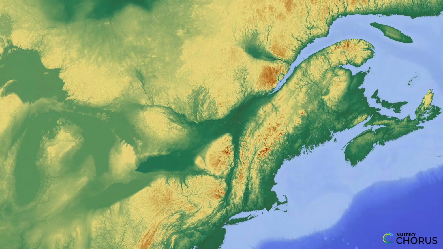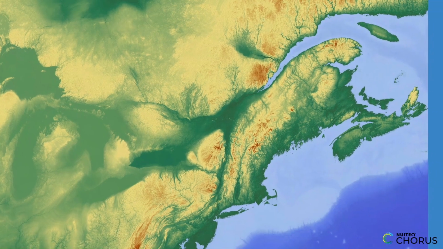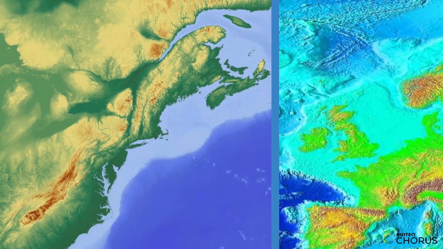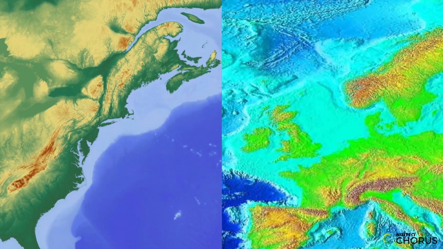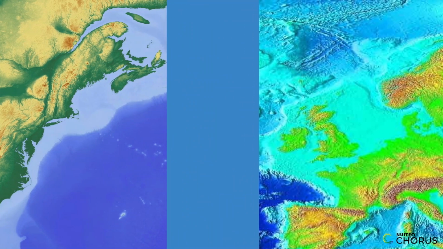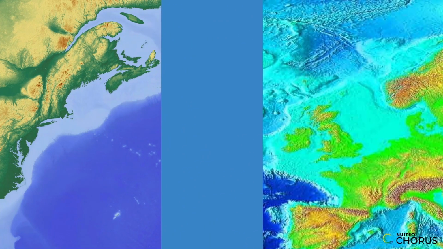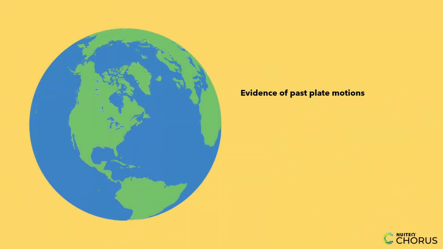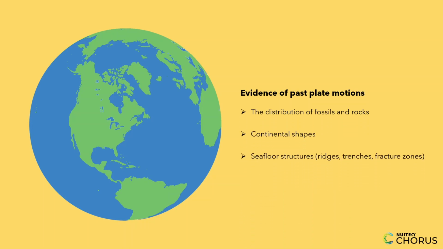One piece of evidence for past plate motions in the formation of the Appalachian Mountains is the similarity of rock types and fossils found in the mountains, and in Scotland and Norway. This similarity suggests that these landmasses were once part of the same landmass, but were separated as the continents moved apart. So, in summary, the distribution of fossils and rocks, continental shapes, and seafloor structures all provide evidence of past plate motions. These clues all tell a story about how the puzzle pieces of the Earth have moved and changed over time.